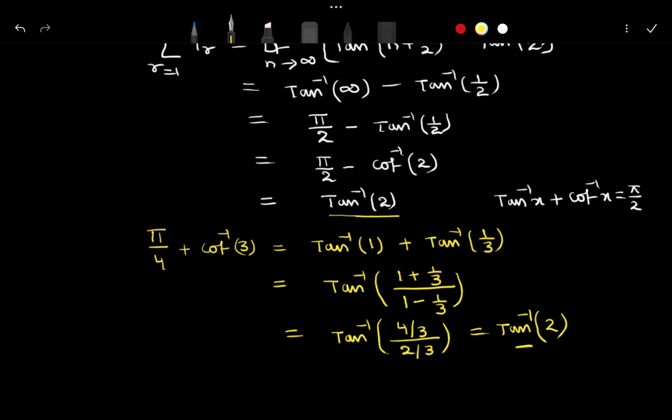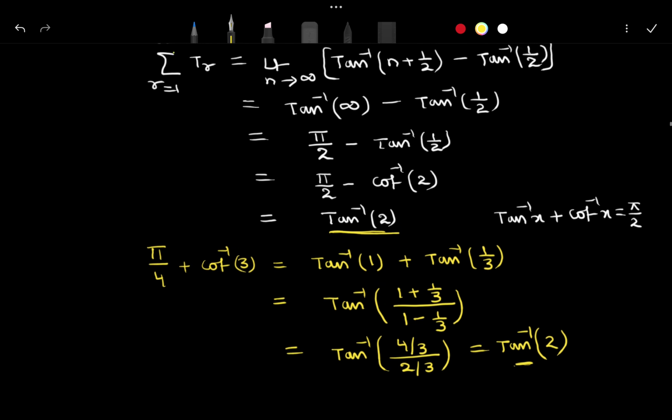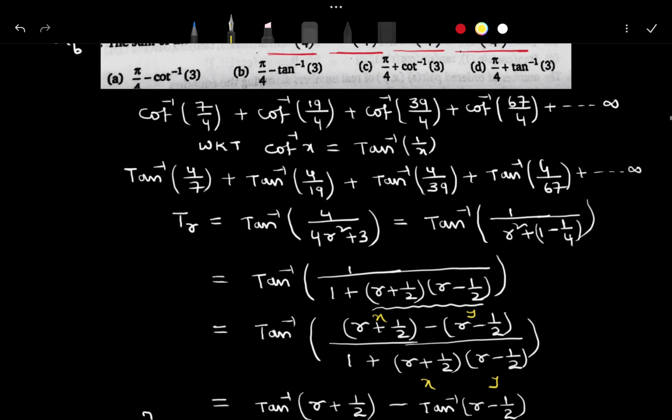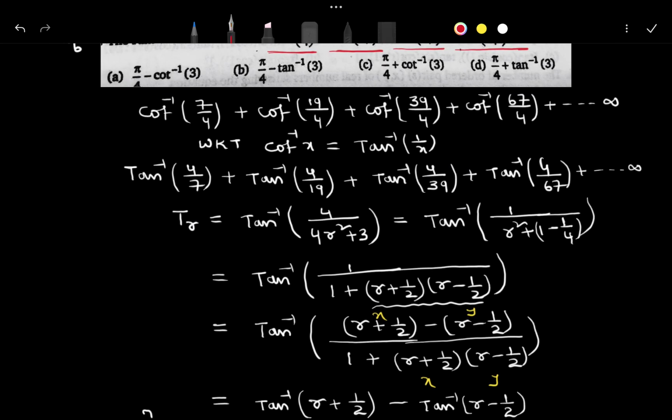So here tan inverse of 2 you got in that above calculation, and after the option verification also you got it that for option C, pi by 4 plus cot inverse of 3 value will be tan inverse of 2. In case this one is not coinciding, you should verify the other options. So what is the right answer? Option C is the right answer. So here pi by 4 plus cot inverse of 3 is the right answer.